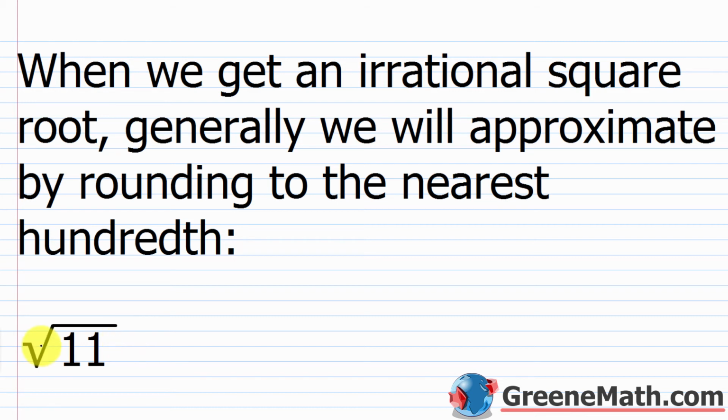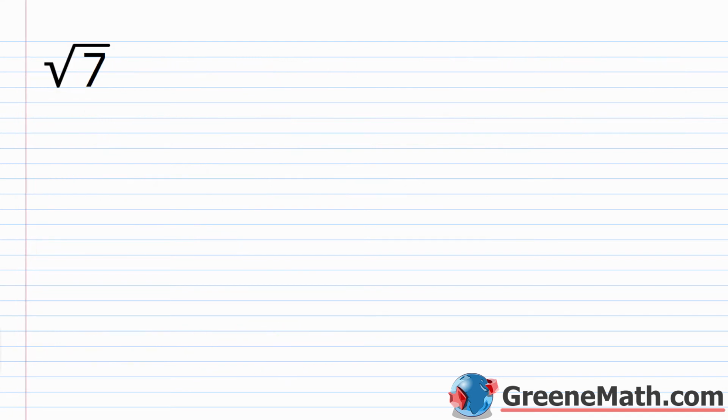So square root of 11, for example, would be approximately, punch that up on a calculator to get about 3.3166247. And let me stop there. If I round it to the nearest hundredths, that would be 3.32. What about square root of 7? So you punch that up on a calculator. If we round to the nearest hundredths, you'd have something like 2.65.